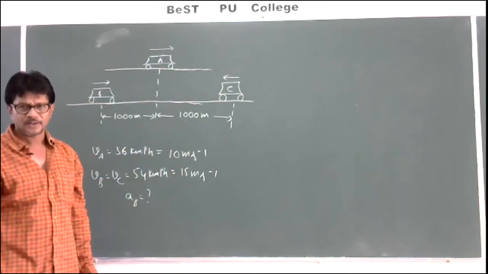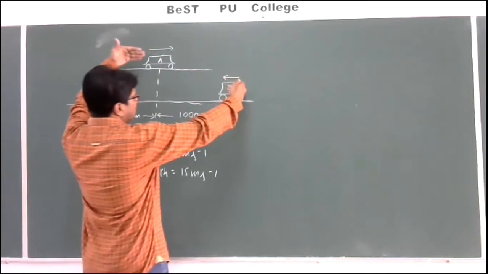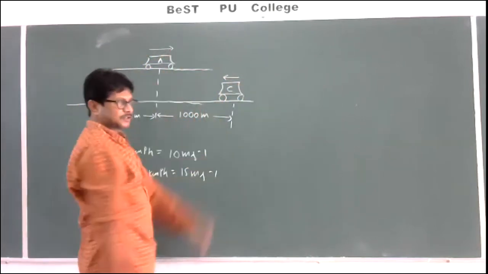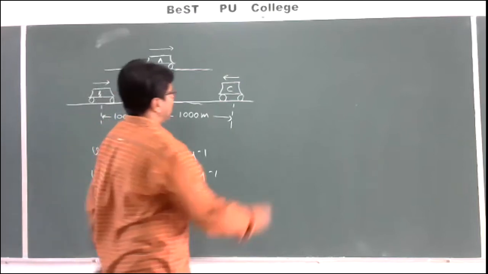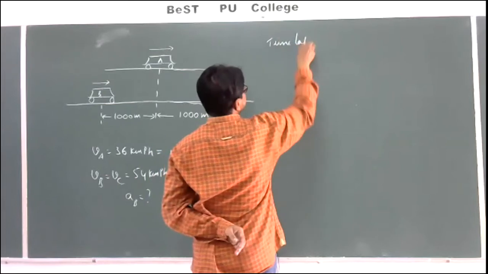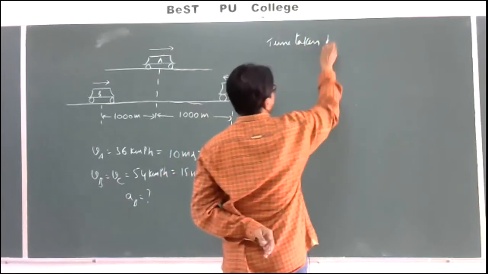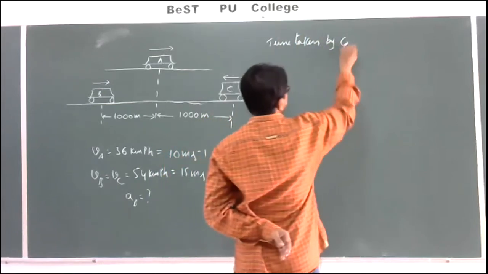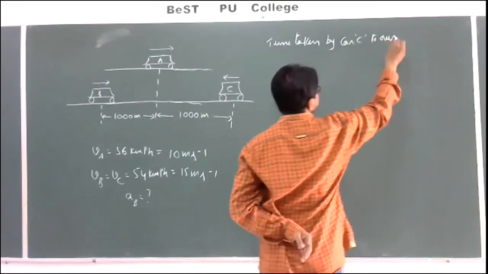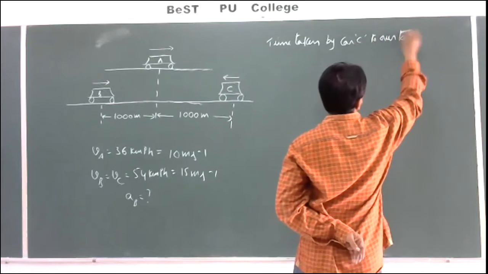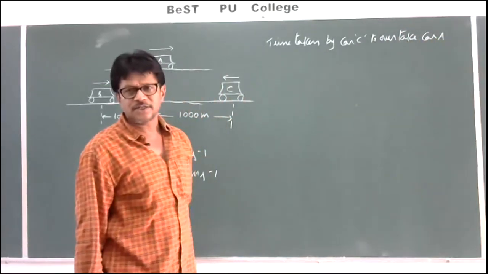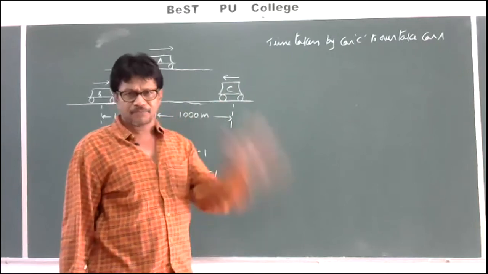Okay, so here, since both are in motion, that too in opposite direction, there will be a relative velocity. First, I would like to find the time taken by car C to overtake car A.